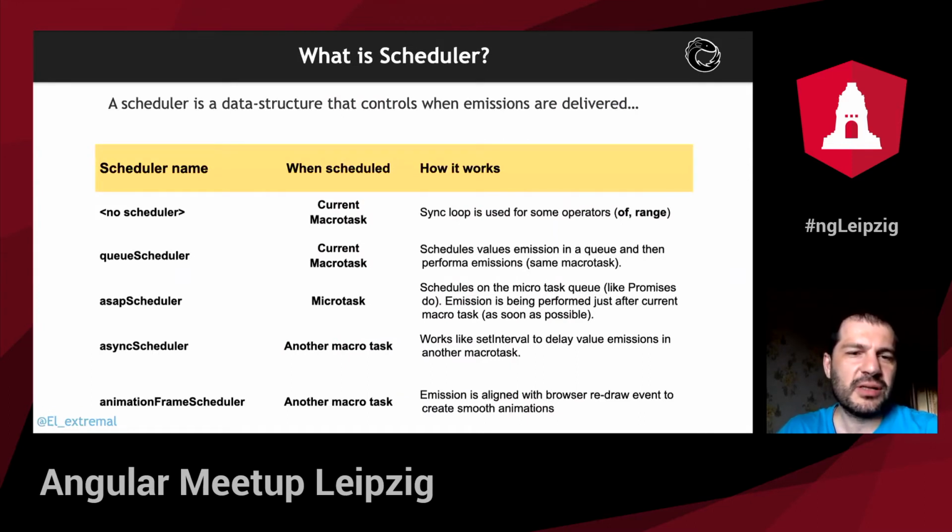Let's take a look at the official definition from the RxJS GitHub repo. A scheduler is a data structure that controls when emissions are delivered. It means that we can emit data synchronously if we don't use a scheduler or use the queue scheduler. Or we can schedule emission in a micro task just after the current macro task if we use the async scheduler. And when we use the async scheduler, data will be emitted in another macro task at once or with some specified delay.